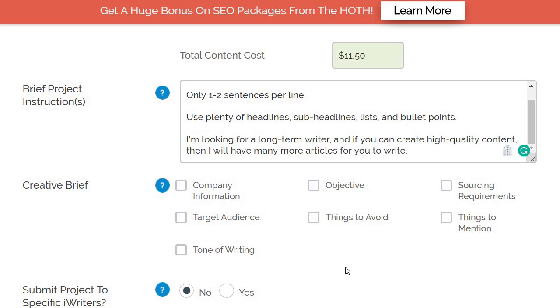Plus, if someone actually watches that, that's going to increase the amount of time someone is on your page, and that's a very good thing, okay? It'll reduce your bounce rate, so to speak. So that's that, and that's pretty much when it comes to the brief project instructions.